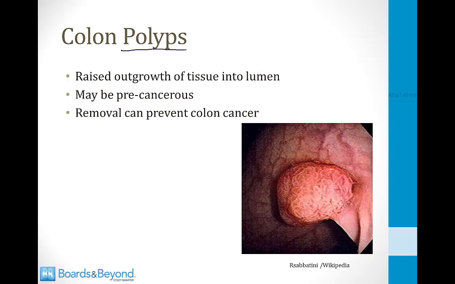So a polyp in the colon is a raised outgrowth of tissue that sticks out into the lumen of the colon. And some polyps are precancerous, and if they can be identified before they develop into cancer, removal can prevent colon cancer. And this is a picture of what a colon polyp can look like on a colonoscopy. And part of the reason that adults over 40 or 50 years old are recommended to have regular colonoscopies is so that any polyps can be identified early and removed before they develop into colon cancer.